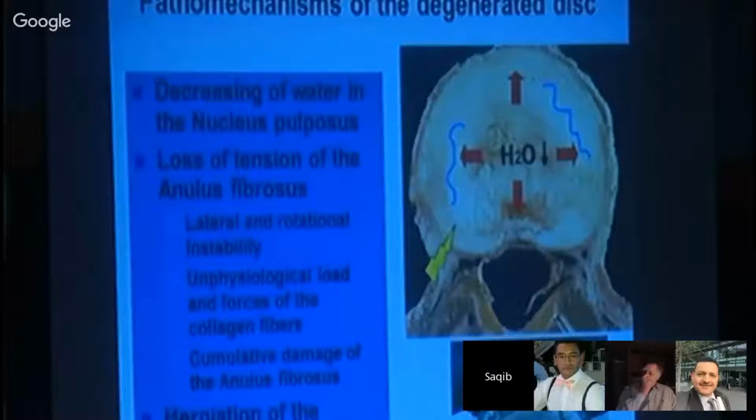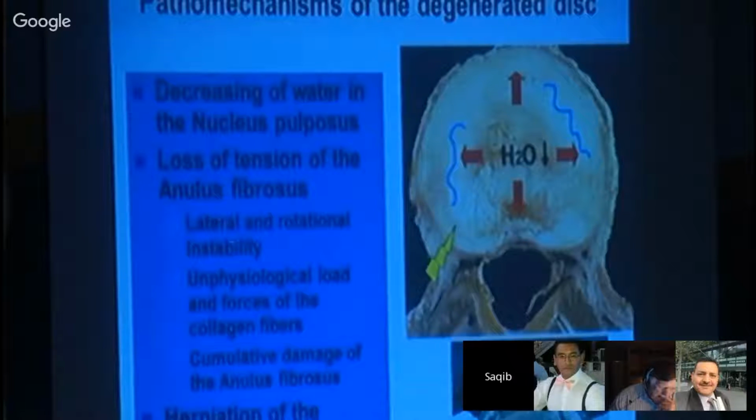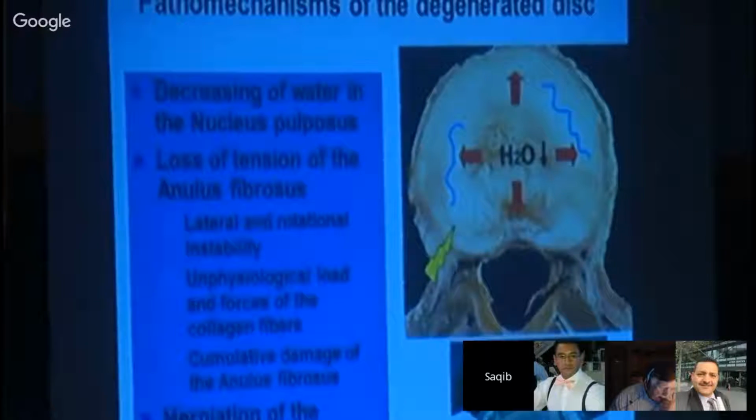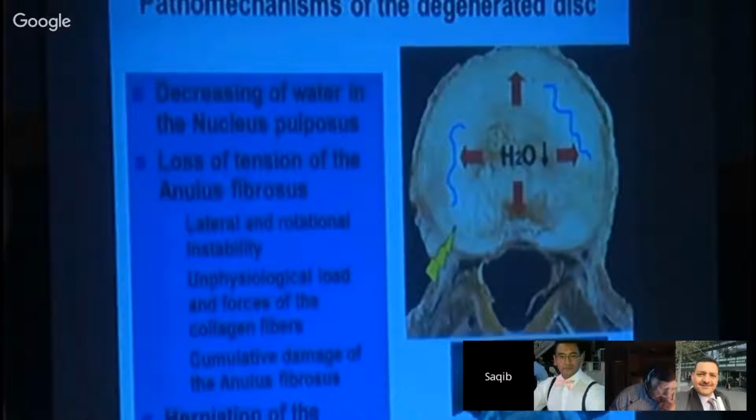This is the pathomechanism of the degenerated disc. You see, with the decreasing of water in the nucleus pulposus, we have a loss of tension of the fibers of the nucleus pulposus, and this will cause more lateral and rotational instability, and then this will cause unphysiological weight bearing, and then cumulative damage of all the adjacent structures, and finally the degenerative process.